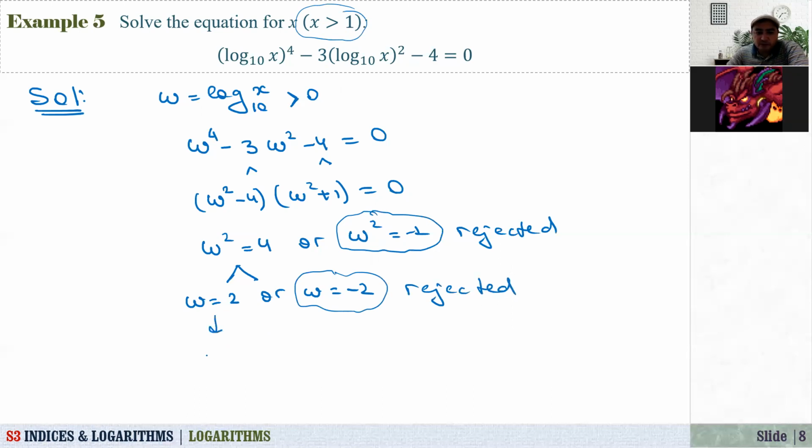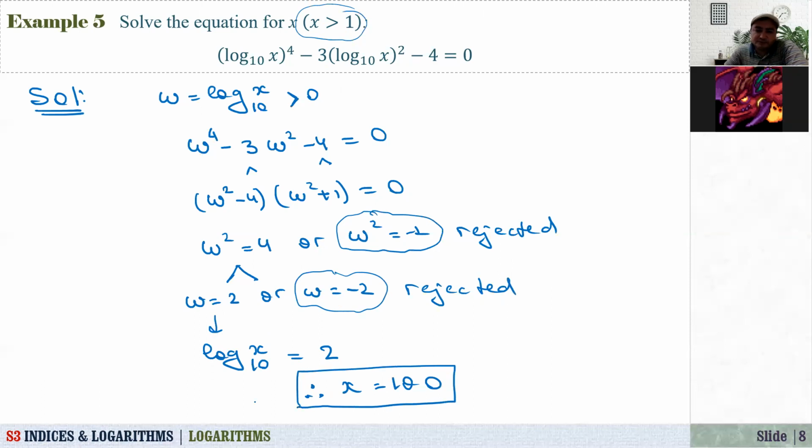Then what is w? w, the logarithm of x to the base 10, is equal to 2. So from here, what is x? 10 squared. So the solution is 100. It has only one solution. If w is equal to -2, what happens there? x will be less than 1. It will not be greater than 1.